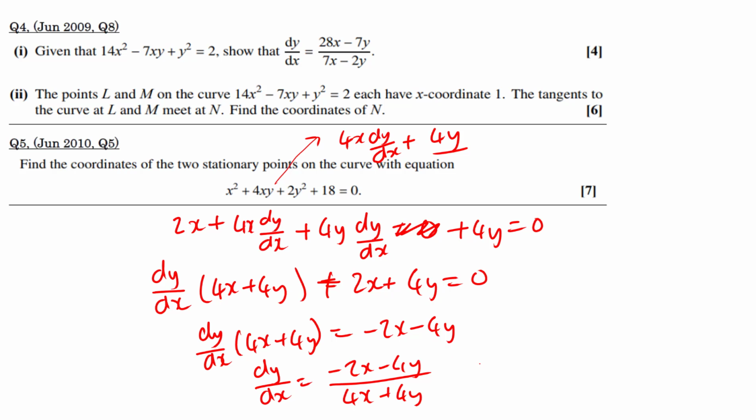Right, so if dy/dx equals 0, we set it to 0. If we multiply out by the 4x plus 4y, we're going to get 0 equals minus 2x minus 4y. Then you could also get 0 equals 2x plus 4y, right? If you bring this on this side and this on this side, you would get 2x plus 4y, and it will still equal 0. So it's a bit easier to deal with positive. So this is acceptable.